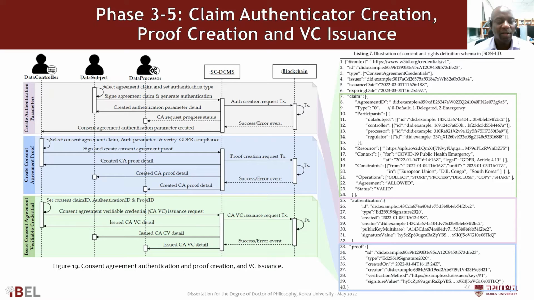Credential proof creation is done by the data controller after verifying all the requirements such as the data protection impact assessment and privacy protection impact assessment as required by GDPR. After the proof, they can issue the verifiable credential on the blockchain to be used later by the processor to demonstrate that they have collected a genuine consent agreement from the data subject.